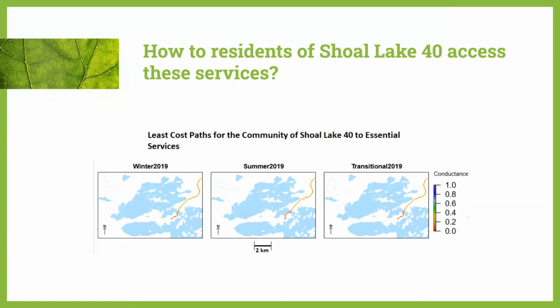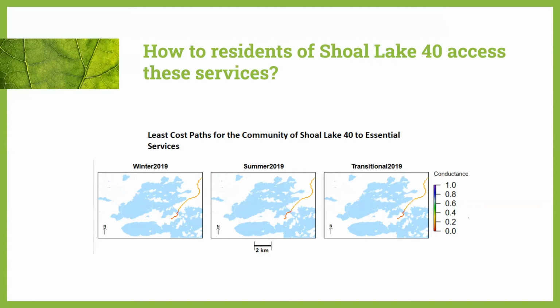And how we calculated this is we looked at all the different types of land cover in the area. So, there are forests, there are wetlands, there's urban areas, and we assigned resistance values to them. So the higher the resistance value, the more difficult it is for somebody to traverse across that land cover. And then we calculated least cost paths. So these aren't the paths that are necessarily the shortest distance, as the crow flies, but they are the paths that cumulatively add up to the lowest resistance values.